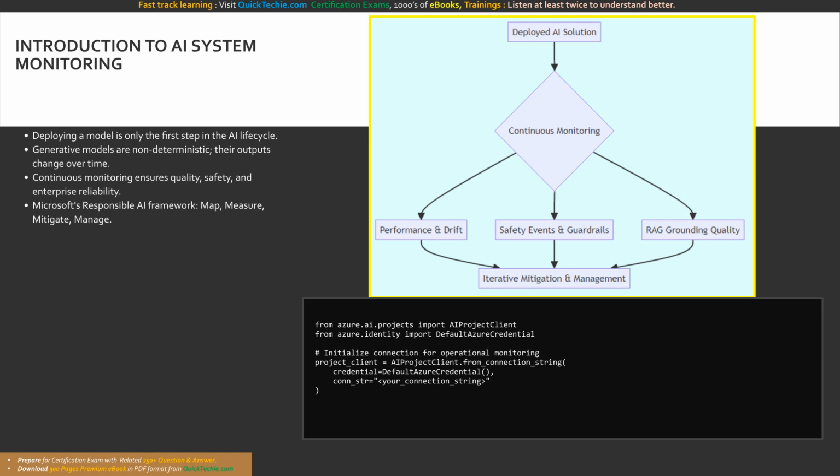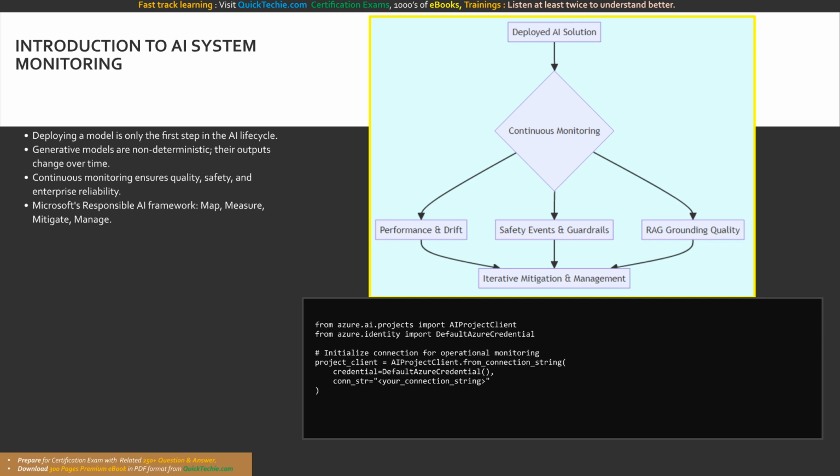Deploying a generative AI model into production is truly just the beginning of your architectural journey. The real enterprise challenge lies in operating that model safely, securely, and effectively at a massive scale. In this session, our main focus is on how to rigorously monitor model performance, detect behavioral drift, track critical safety events, and evaluate grounding quality.